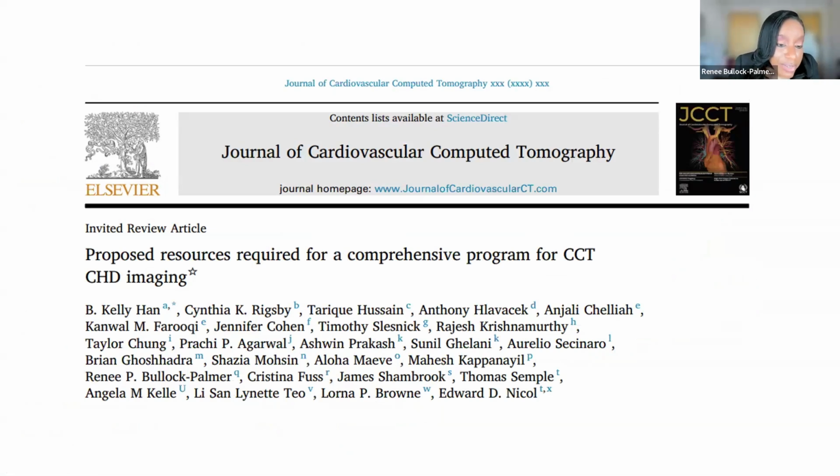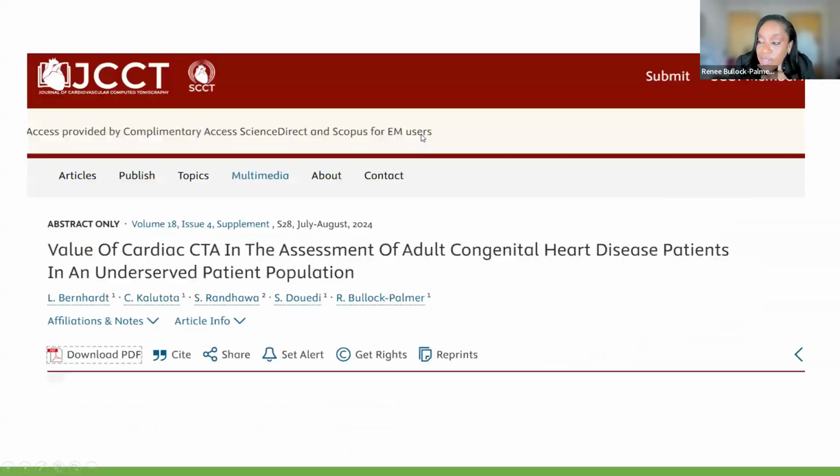And this is a paper that was published this year in JCT that looked at proposed resources required for starting a program in CT congenital imaging that I'll refer you to if you're interested. That goes through very nicely how to start such a program at your facility.